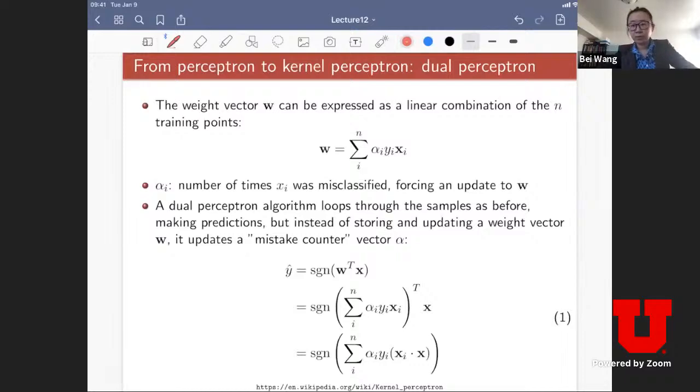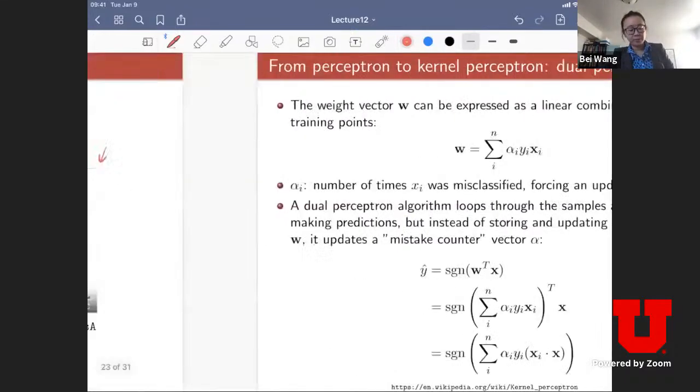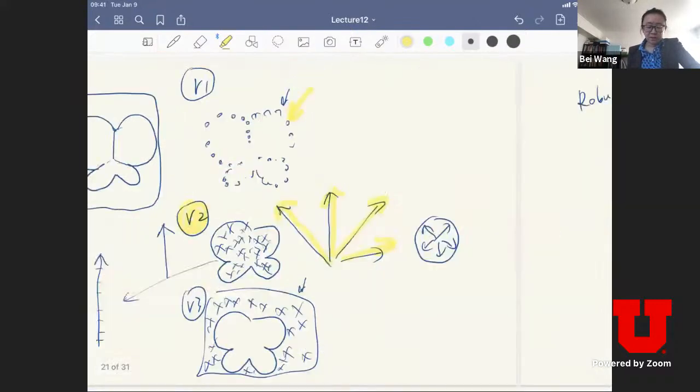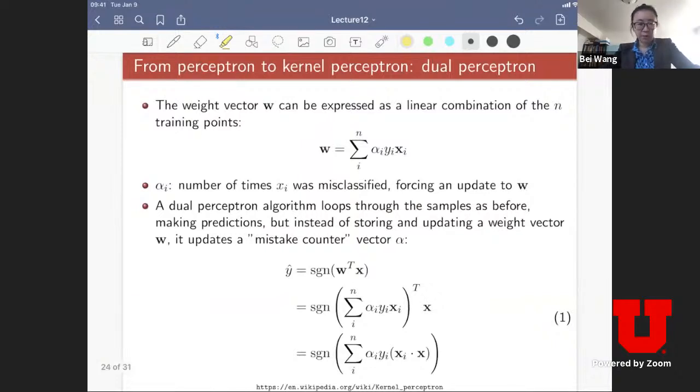Now, what you just saw, this particular algorithm, is the classic perceptron algorithm. You're operating over the original data space and looking at the sign of W transpose X, where W defines the normal direction of your linear separator, which is this line, and X is the location. You look at the sign of this to decide your prediction and which direction you want to move your classifier. Now there's a kernel version of it, called the kernel perceptron.